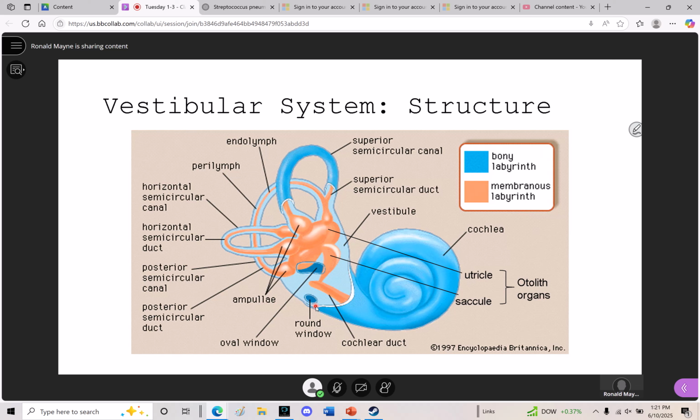So if someone has vertigo, is this the area that's being affected? Yes. Okay. Yeah, somebody with vertigo, this is the area affected. We also have fluid in here.